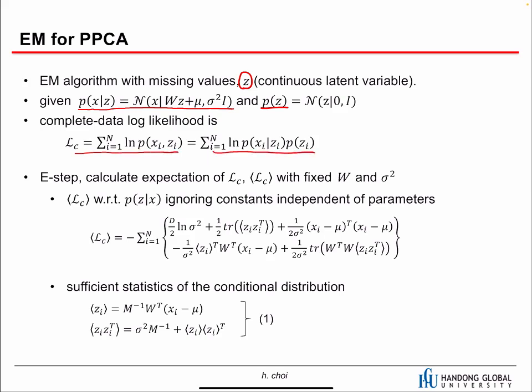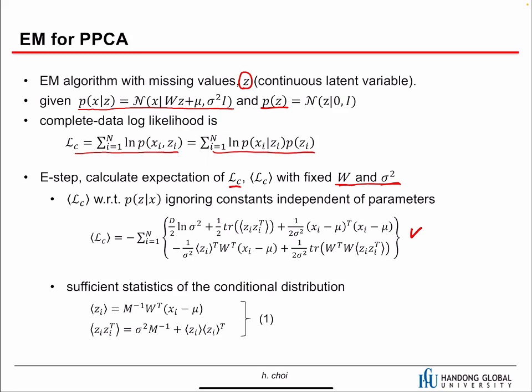Okay, so this is our likelihood. And then in the E step, we have to calculate the expectation of this log likelihood with fixed W and sigma square. We are updating W and sigma square. We have to estimate, but at this step, let's assume that these are fixed. I'm not going to go through this derivation, but it's not that complicated. The derivation might be a little tricky with some indices, but if you pay attention carefully, you can make it.